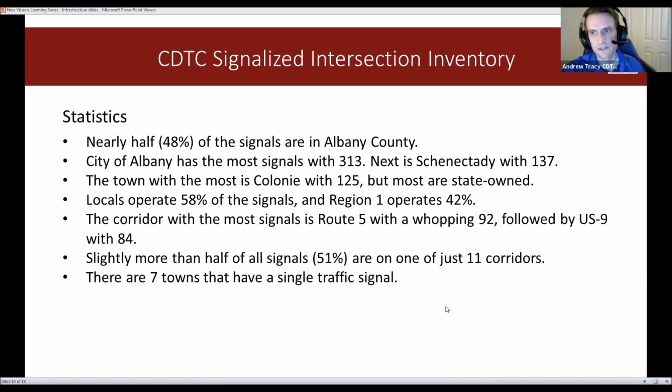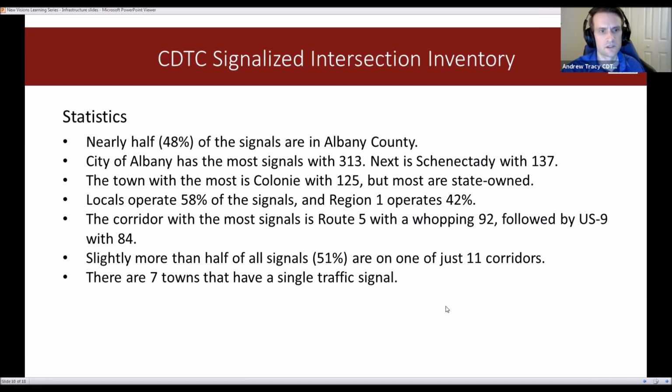Some more fun facts about the region's traffic signal infrastructure. As I mentioned, about half the signals are in Albany County. The town with the most signals is the town of Colonie with 125, but outside of the cities, most signals are operated by DOT, and most of Colonie's, Central Ave, Wolf Road, for example, are DOT operated signals. Locals, including the cities, operate 58% of our region's traffic signal infrastructure, and Region 1 DOT operates the remaining 42%.